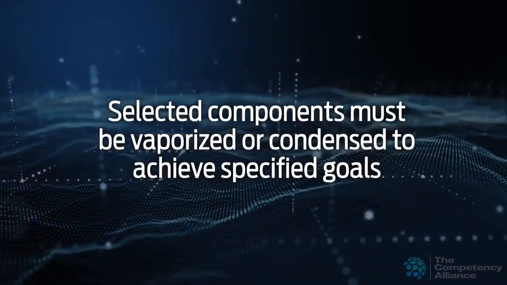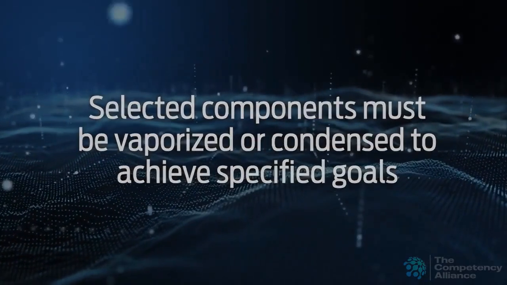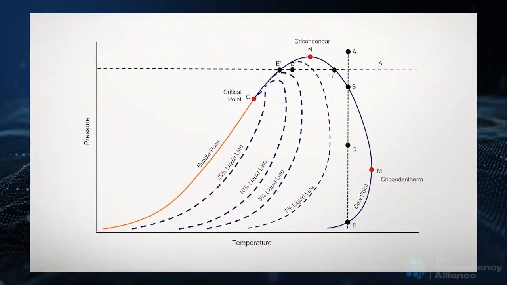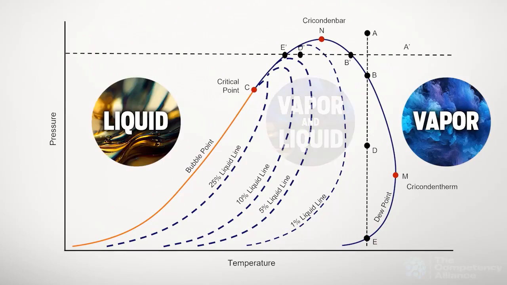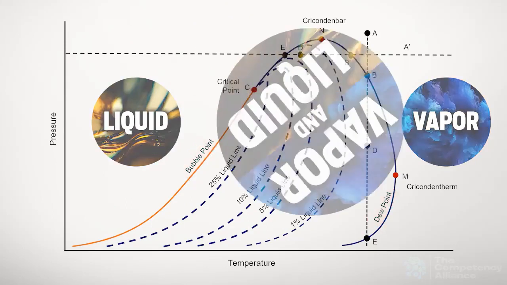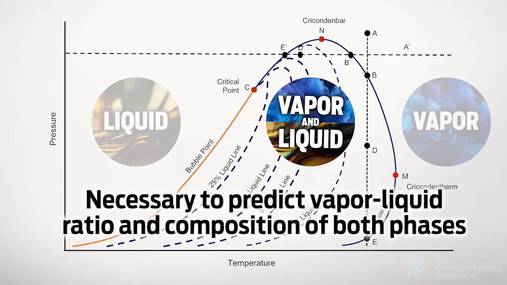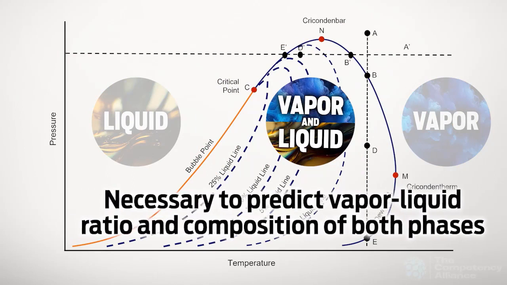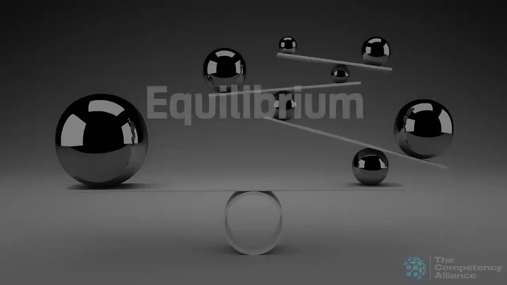Selected components must be vaporized or condensed to achieve specified goals. For a given mixture's fluid composition, the phase envelope defines the vapor, liquid, and two-phase regions. Determination of the bubble and dew point curves fixes the extent of the two-phase region. Within the two-phase region, it is necessary to predict vapor-liquid ratio and the composition of both phases. The latter involves the concept of equilibrium.